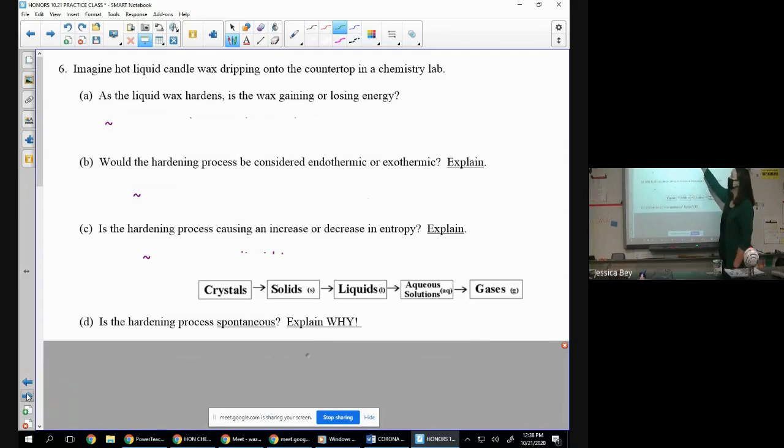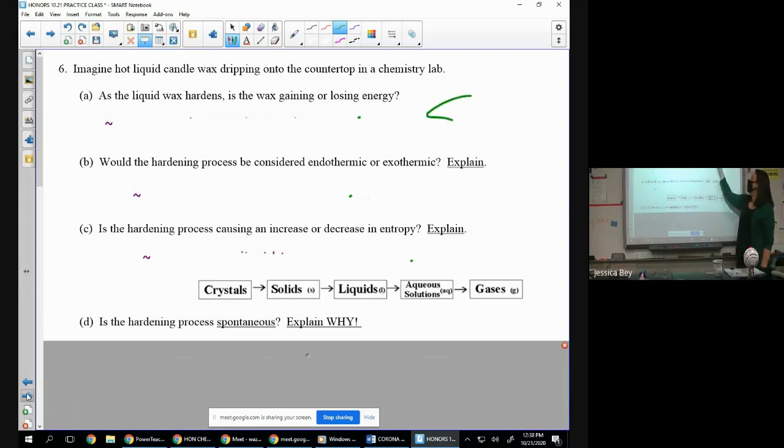As the wax hardens, is it gaining or losing energy? So is it endothermic or exothermic? And what's happening to the entropy? Okay, it is tough stuff. This one is tough. Let's see if we can do it. Everybody likes to get the second one wrong.